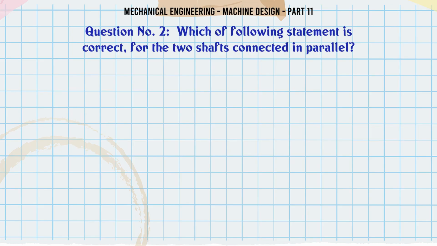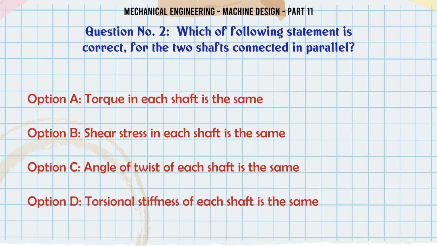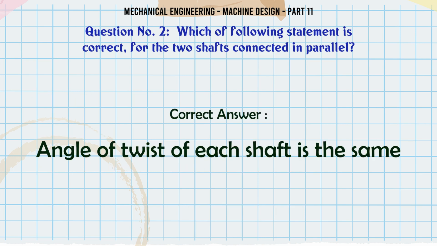Which of the following statements is correct for two shafts connected in parallel? A. Torque in each shaft is the same. B. Shear stress in each shaft is the same. C. Angle of twist of each shaft is the same. D. Torsional stiffness of each shaft is the same. The correct answer is angle of twist of each shaft is the same.